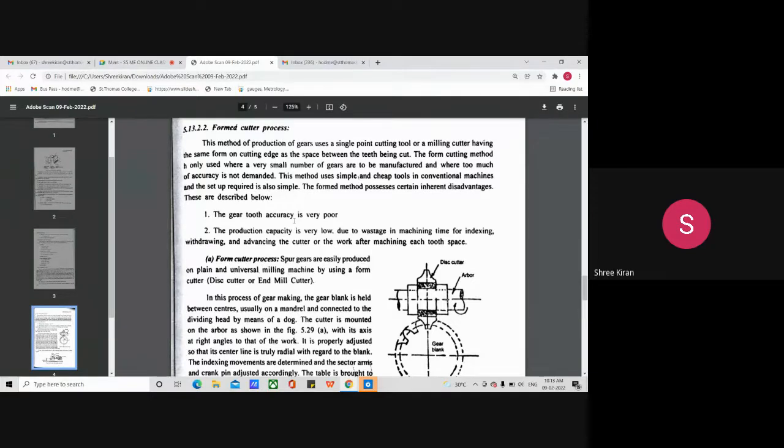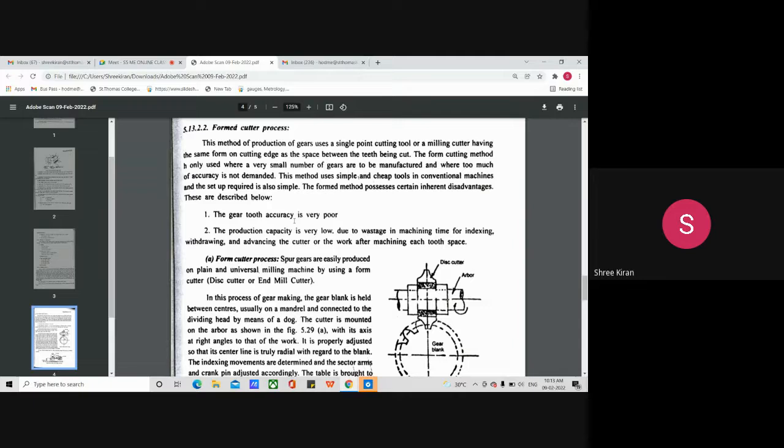The form cutting method is only used where a very small number of gears are to be manufactured, where too much accuracy is not demanded. So the formed cutter process is the method of production of gears which uses a single point cutting tool or a milling cutter.